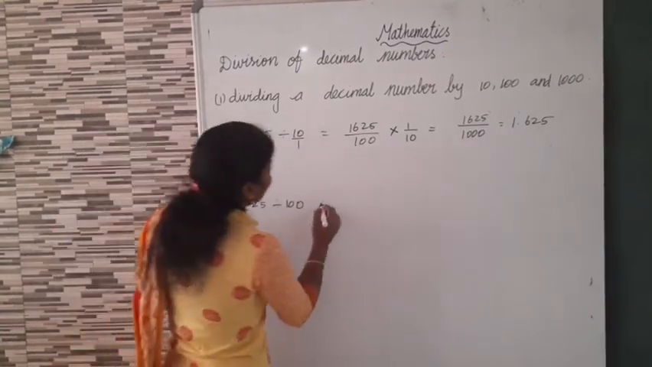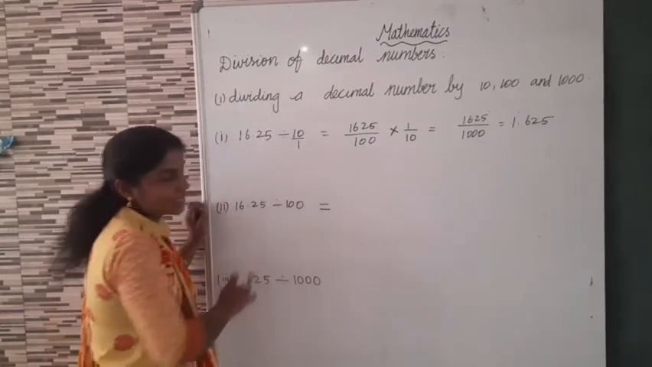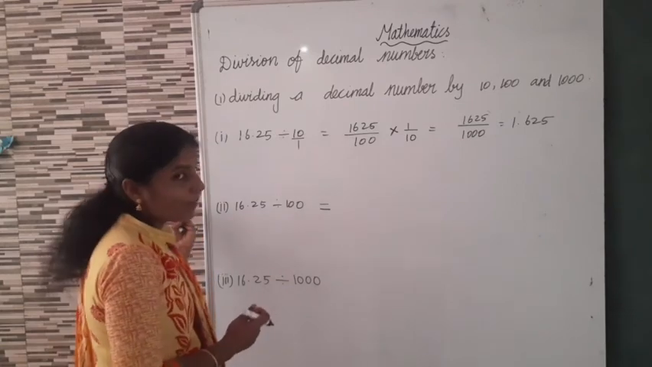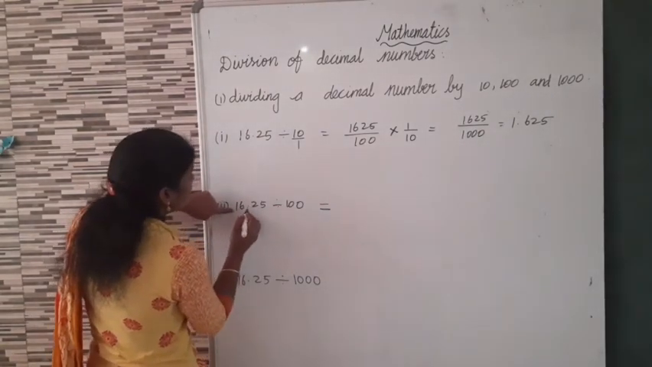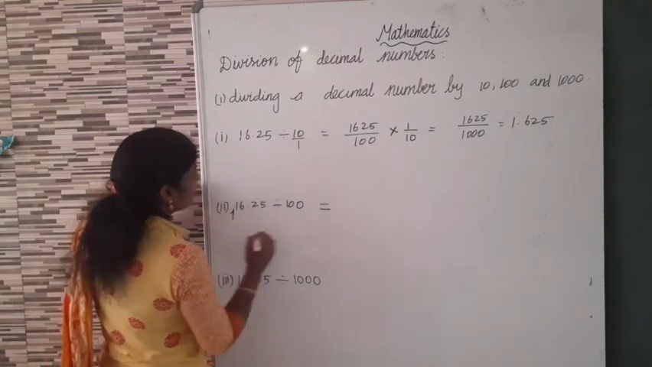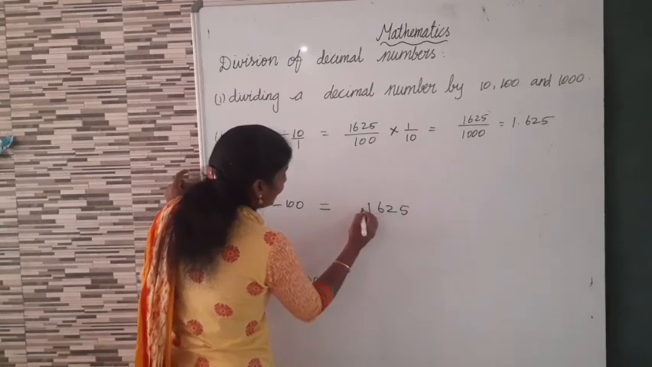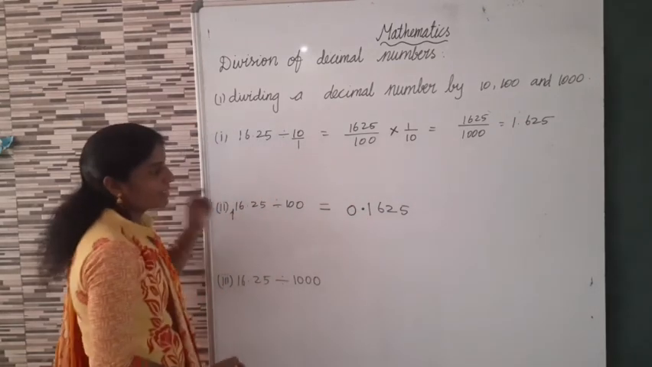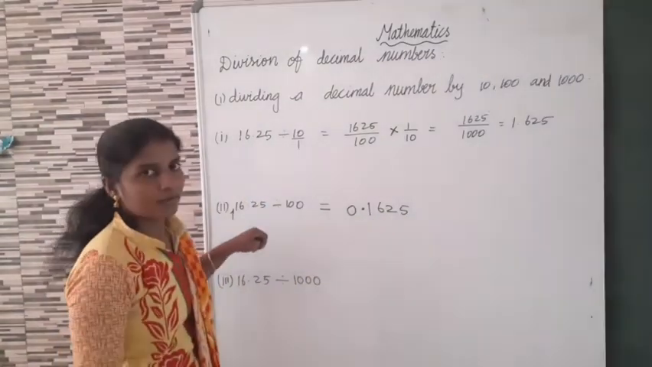Now we can write here 16.25 divided by 100 means this decimal point shifts to the left by 2 places. So already we have here 2 places. This point will move here, isn't it? So 1, 6, 2, 5. This point will come here. Before the point no number, so we can add 0 here. 0.1625 is the answer. Okay.